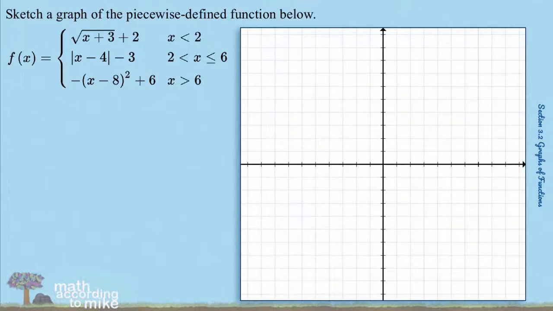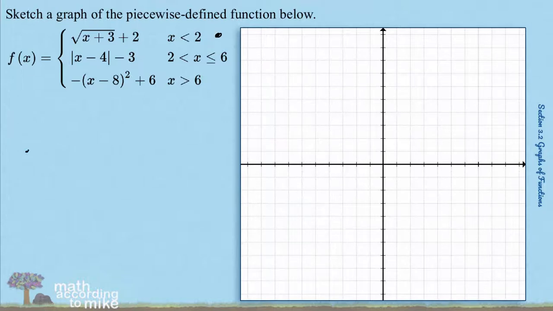Yet another graphing of a piecewise defined function. We're going to use the exact same technique as before. We're going to graph the whole thing and then erase what we don't want. The first piece is a square root function, which I'm going to do in black.